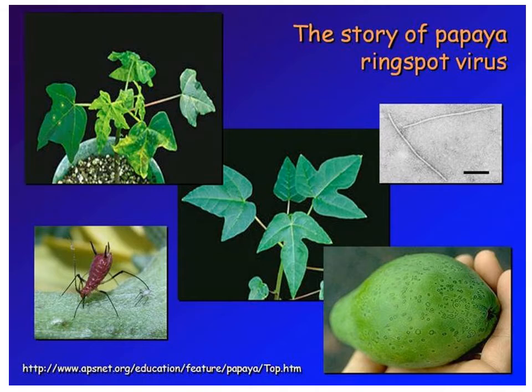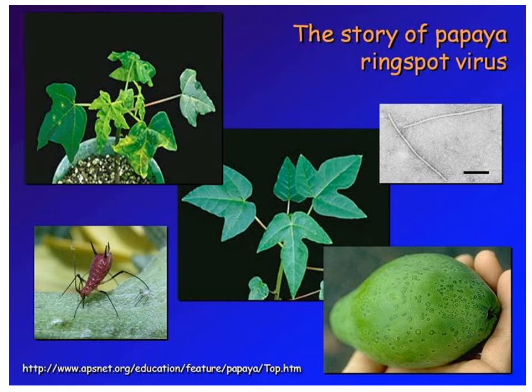Let's now revisit the story of the papaya ring spot virus. The papaya ring spot virus, abbreviated to PRSV, infects and damages papaya trees. On the lower right, we can see an infected papaya fruit, and you can easily see how the virus got its name. This virus devastates papaya trees.